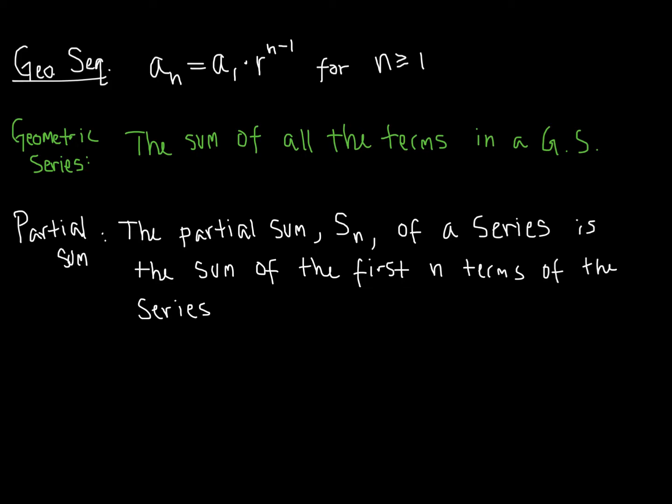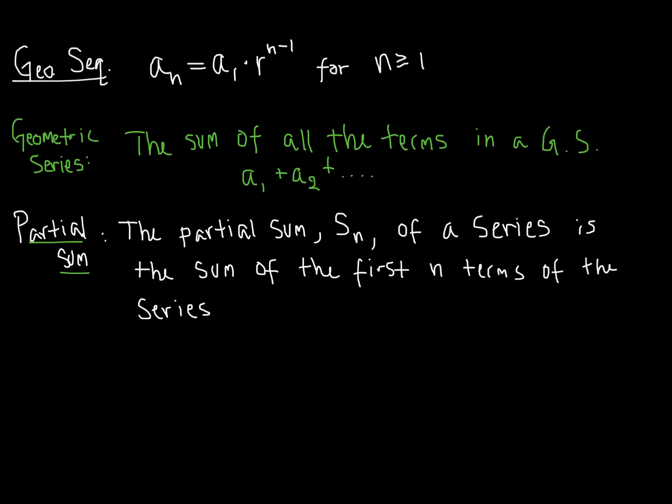So the geometric series would be adding up a sub 1 plus a sub 2 plus all the way out onto infinity, okay? Now obviously we're not going to be able to add them quite yet up to infinity, so we take what's called a partial sum. So the partial sum, and we denote it as S sub n of a series, is the sum of the first n terms, right? So S sub n means you go up to n terms of the series.